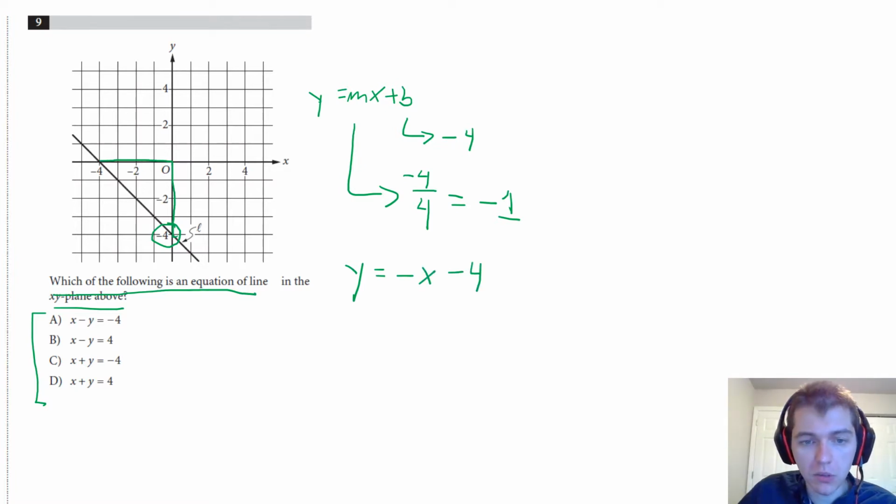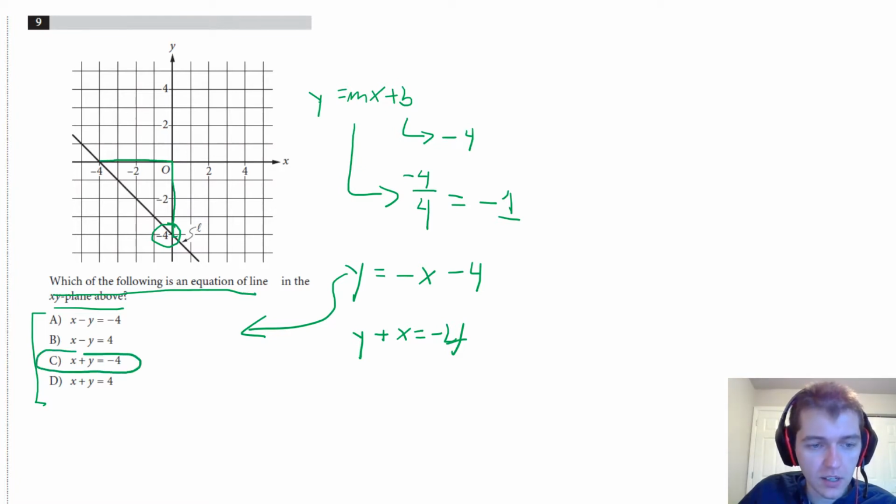Just add x to both sides, it's pretty easy to see at this point. You can put this into one of the forms we're looking for over here. Just go ahead and add x to both sides, so x plus y is equal to -4. See if you have that as a solution. Well, it's x plus y, but it is there as C. X plus y is equal to -4.